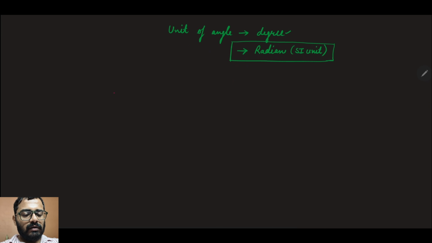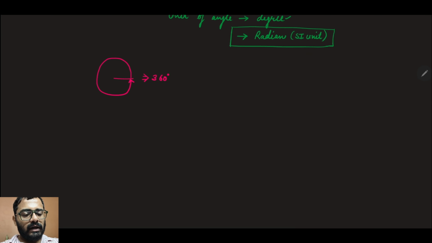Now we know degrees very well. Consider a complete circle. We know it covers 360 degrees, right? Now first we need to understand how to calculate radian. The angle in radian will be equal to the arc length divided by the radius. Understand with an example.